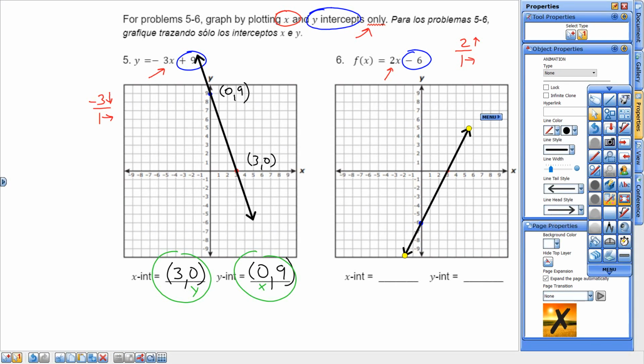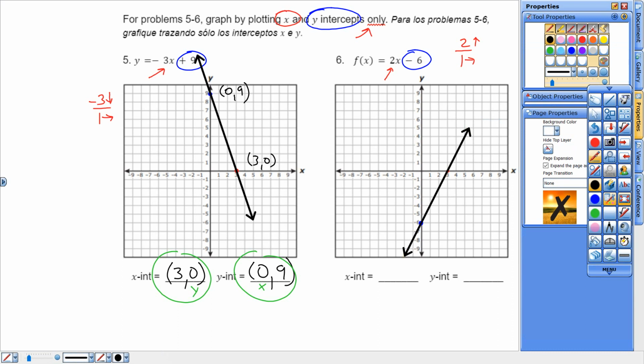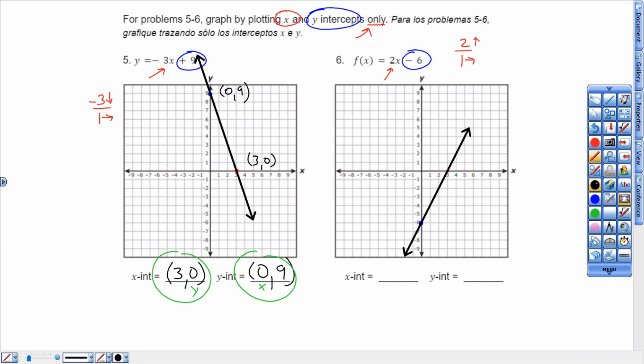Make it thick. Write down those coordinates. This x-intercept is (3, 0). The y-intercept is (0, -6). And if you remember the algebra I showed you for the y-intercept, where x is always 0, remember?